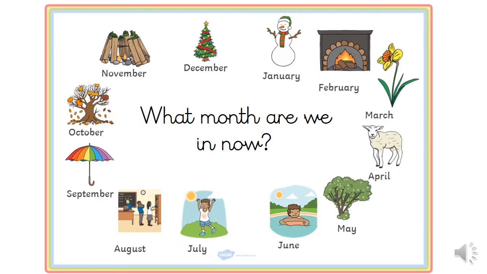Now, what month are we in now? So we had a little look before, and in January we said there was snow. In February it's a little bit cold, so you might have a fire. In March, lots of new flowers spring up. In April, you get the baby lambs. In May, you get lots of nice leaves on the tree. In June, it's nice and warm, so maybe you could go sunny. In July, you might play outside a lot. In August, you might get ready to go back to school. In September, it might rain a lot. In October, all the leaves fall off the trees. November, you might have a bonfire. And December, you might celebrate Christmas.